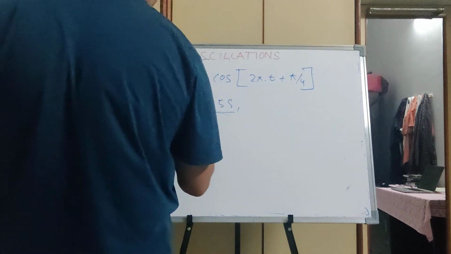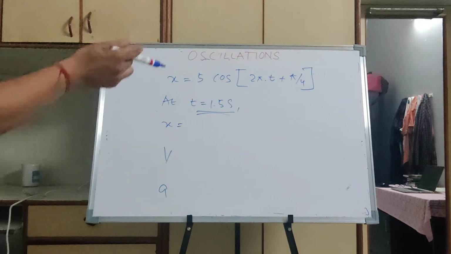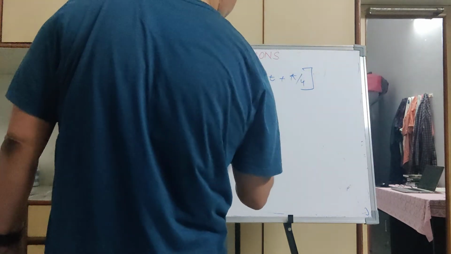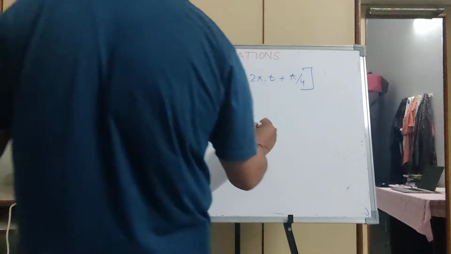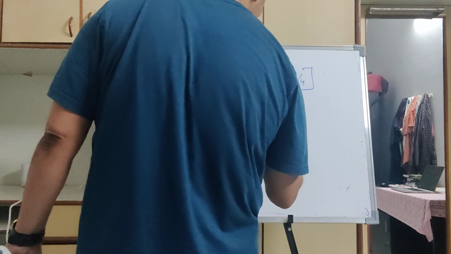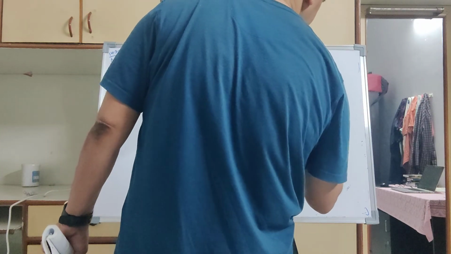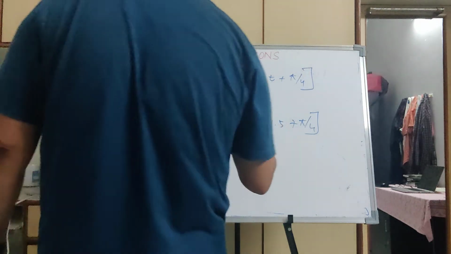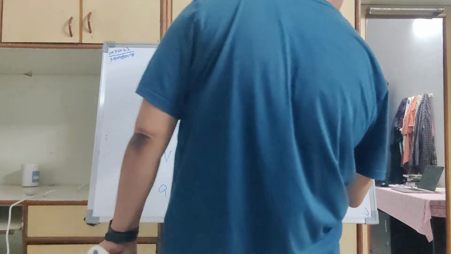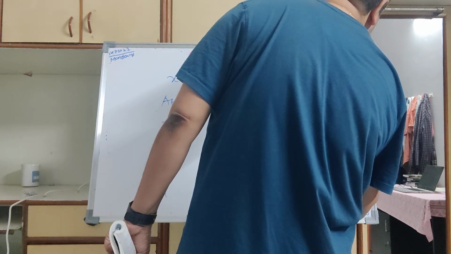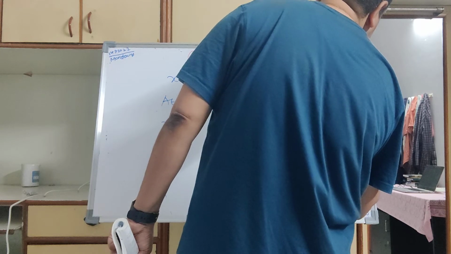So this equation of displacement is already given. So 5 cos, then it is 2 pi into t, which is 1.5, plus pi by 4. So 1.5 into 2 is 3 pi, so it becomes 5 cos of 3 pi plus pi by 4.